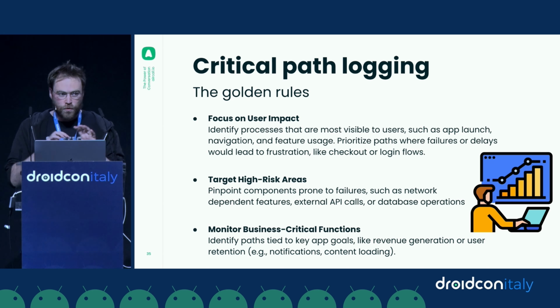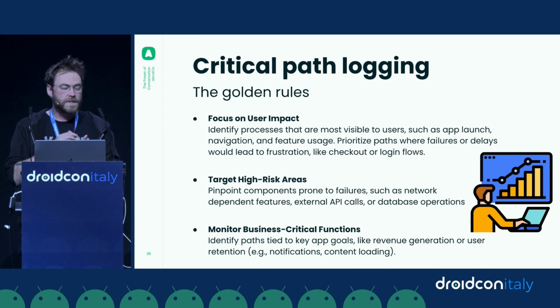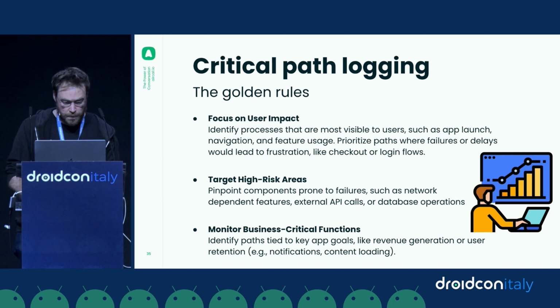Focus on your user impact. You need to identify all the processes that are the most visible to the user. In our case, it was the path of starting a call. Starting a call is the most critical path in our application. Or sending an SMS, that's something that shouldn't fail. We need to make sure everything is on track, and we need to monitor all the points of failure inside this path. So identify what is the most visible for the user, and the most used feature, the feature that is being used the most by the user.